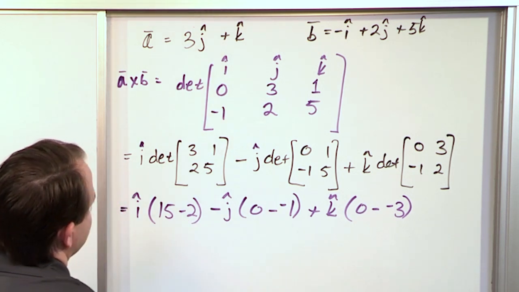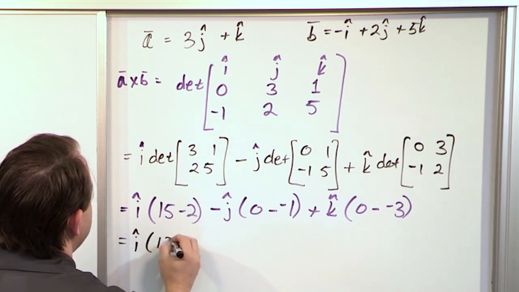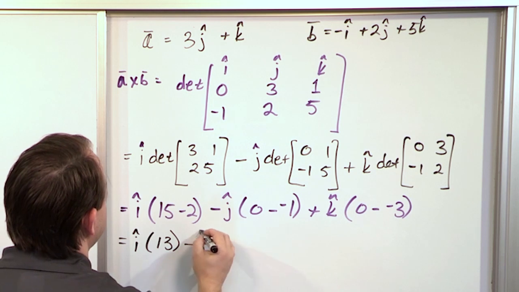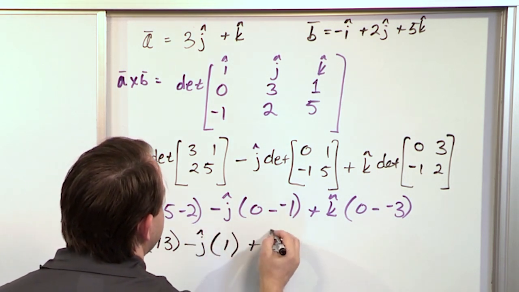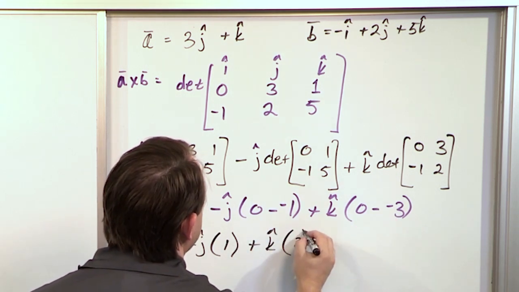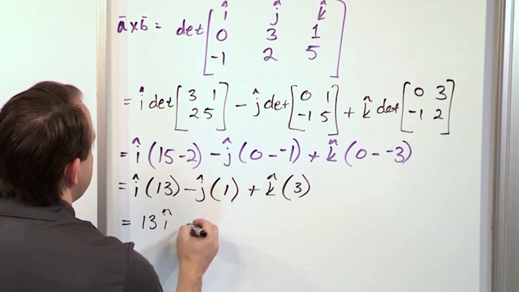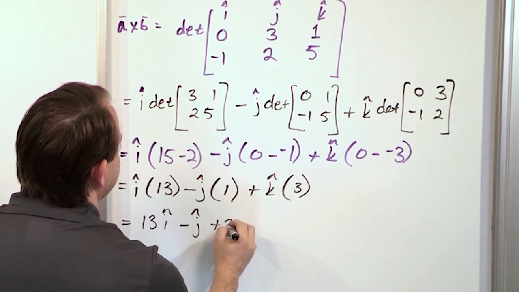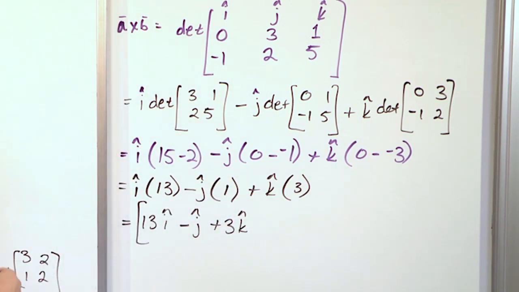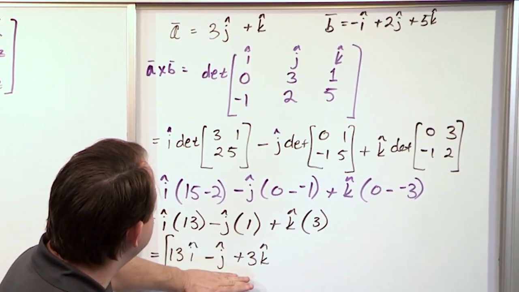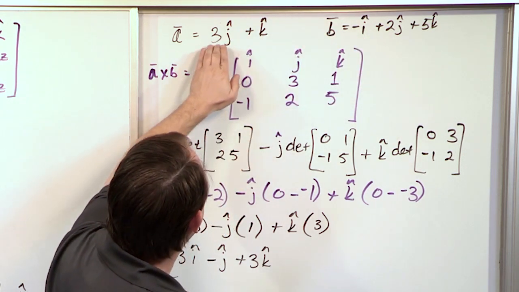15 minus 2, well, let's just be explicit here. Inside here is going to give us 13, minus the j. Inside here gives us positive 1, and inside the k, this gives us positive 3. I could have combined steps, but we'll just do it here: 13i minus j plus 3k. And I know that this vector, if I look at it in three-dimensional space, is perpendicular to the plane that's formed by these two vectors.